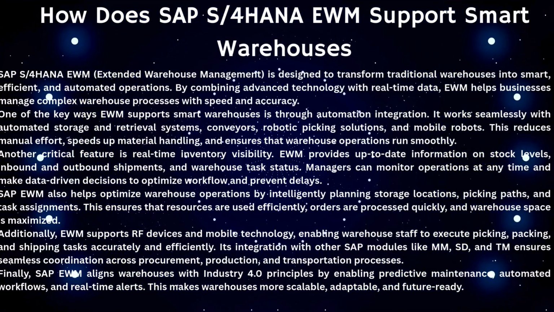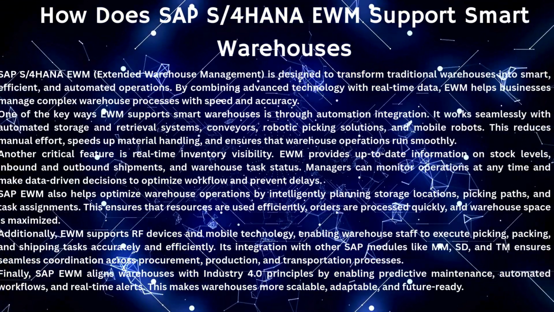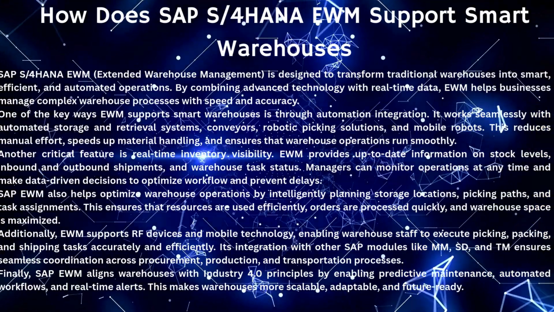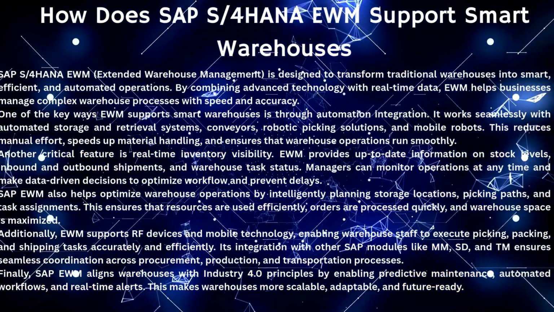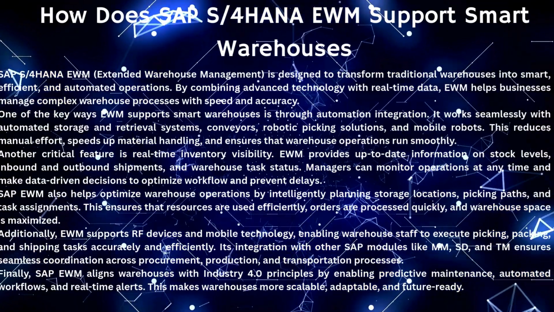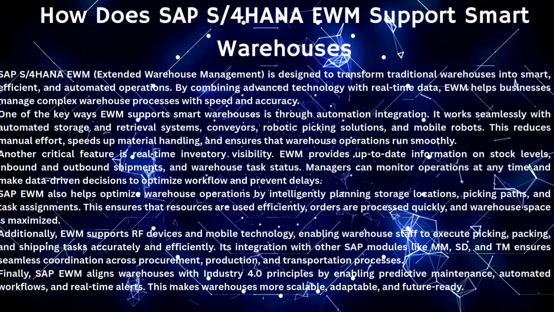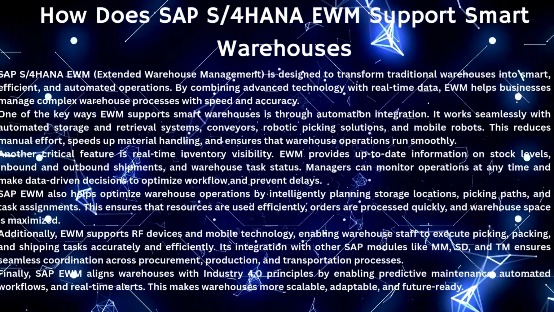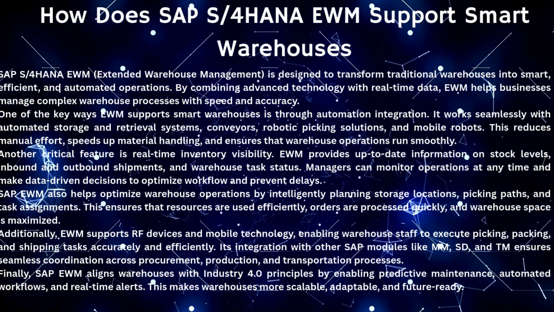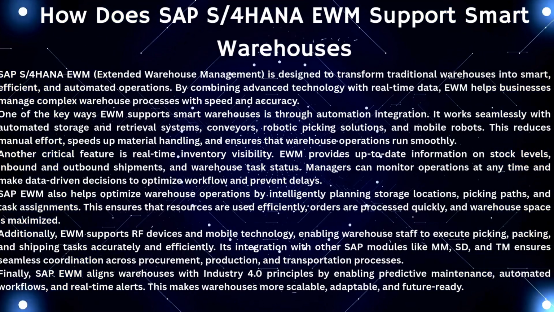How does SAP S/4HANA EWM support smart warehouses? SAP S/4HANA EWM, Extended Warehouse Management, is designed to transform traditional warehouses into smart, efficient, and automated operations. By combining advanced technology with real-time data, EWM helps businesses manage complex warehouse processes with speed and accuracy. One of the key ways EWM supports smart warehouses is through automation integration. It works seamlessly with automated storage and retrieval systems, conveyors, robotic picking solutions, and mobile robots. This reduces manual effort, speeds up material handling, and ensures that warehouse operations run smoothly.